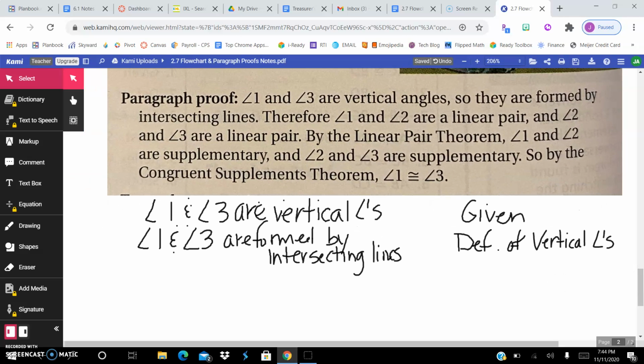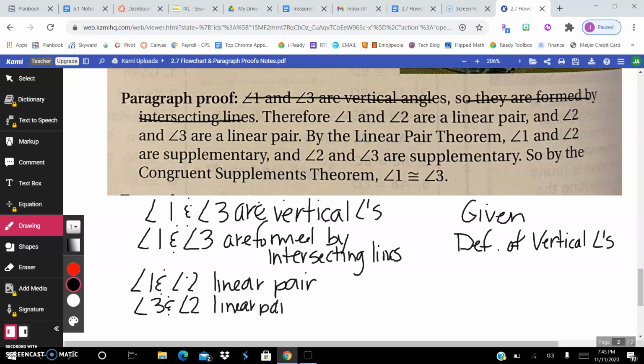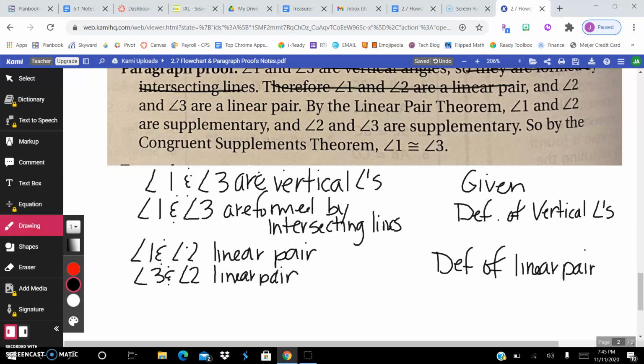Next in our paragraph, so let's cross off what we've taken care of. We've taken care of the intersecting lines. Therefore, angles 1 and 2 are a linear pair, and 2 and 3 are a linear pair. So angle 1 and angle 2 are a linear pair, and angle 2 and 3 are also a linear pair. And we can say that by the definition of a linear pair. So that's taken care of.